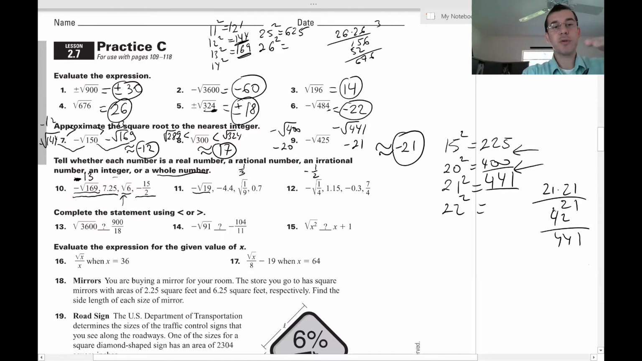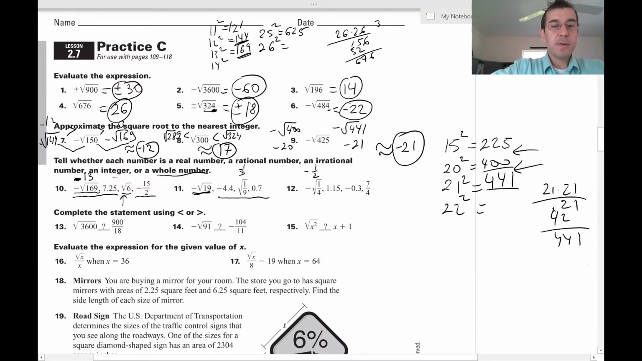Because it cannot be represented as a quotient of two integers. For number 11, minus square root of 19, that's an irrational number. It cannot be represented as a quotient of two integers. So there's no perfect square of 19. So that's an irrational number. The other three are rational numbers: minus 4.4, 1/3, and 0.7. Number 12, all of these are rational numbers. Minus 1/2, or actually minus square root of 1/4, 1.15, minus 0.3, and 7/4. All these are rational numbers. There are no irrational numbers.